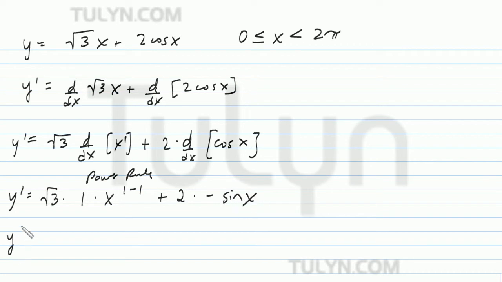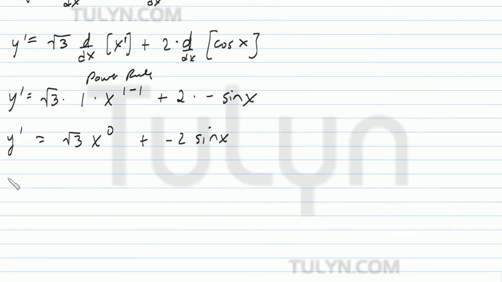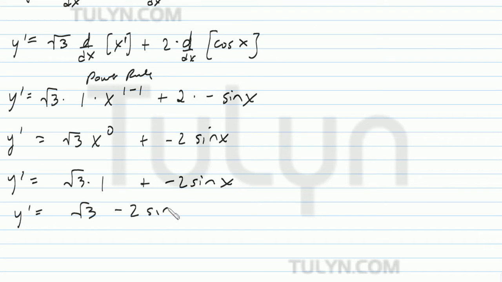So the derivative with respect to x of y, or y prime, is radical 3 times 1, which is radical 3, x to the 1 minus 1 is x to the 0, plus 2 times negative sine x, which is negative 2 sine x. So y prime equals radical 3 times 1 plus negative 2 sine x. And so y prime equals radical 3 minus 2 sine x.